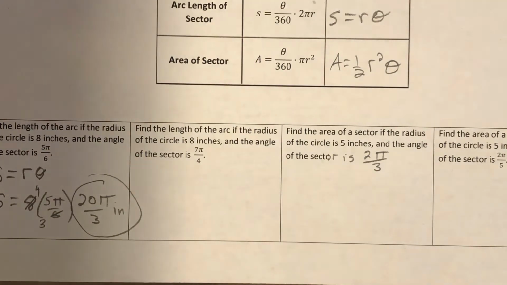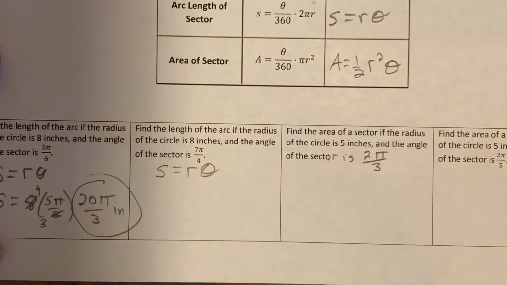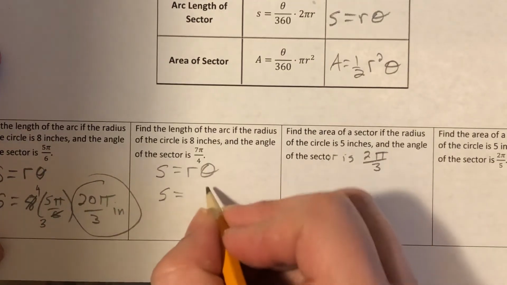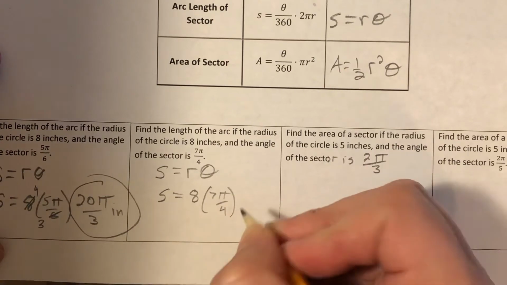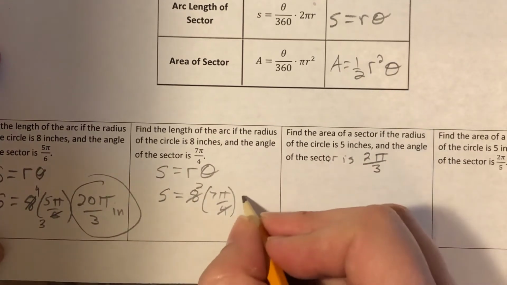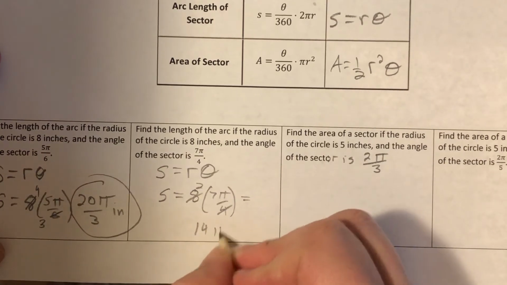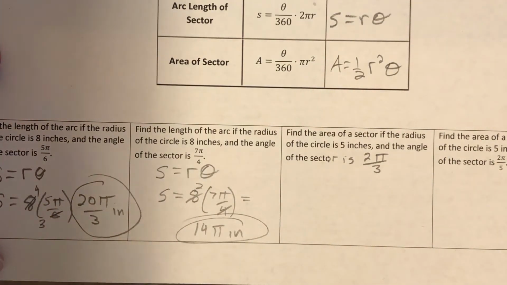All right, so now let's look at arc length when your radius is 8 and the angle of the sector is 7 pi over 4. So again, arc length is the length of the radius times the measure of the angle in radians. So it's going to be 8 times 7 pi over 4. And obviously, 8 divided by 4 is 2. And if I multiply that out, I'm going to get 14 pi inches. Okay, guys? So that would be your arc length of the second example there.